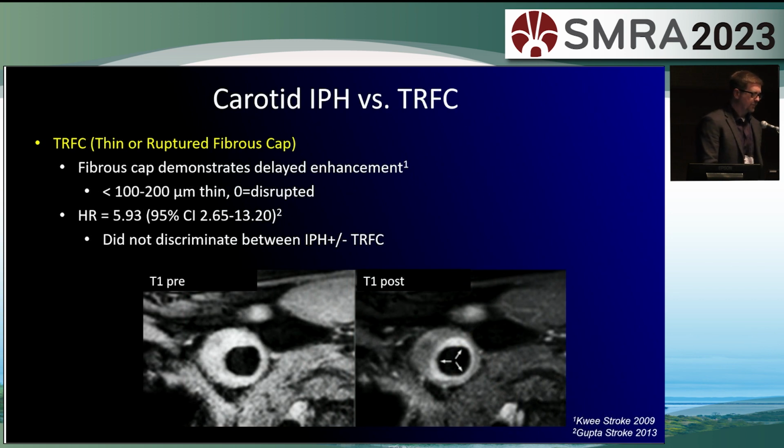Thin and ruptured fibrous cap can also be imaged with MR. We do not routinely image that for clinical patients, but if you see a thin and ruptured fibrous cap, that also has a high hazard ratio for future stroke. And again, this study did not discriminate between plaque hemorrhage positive and negative thin and ruptured fibrous cap.